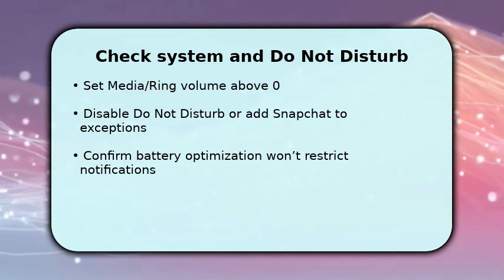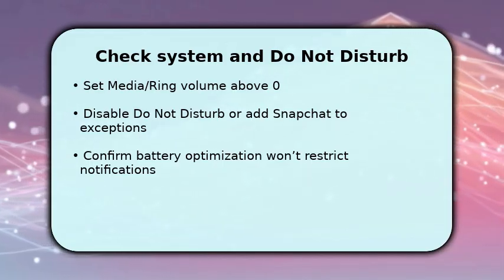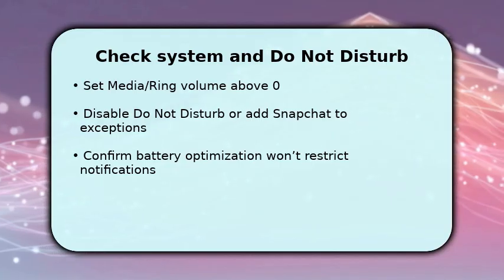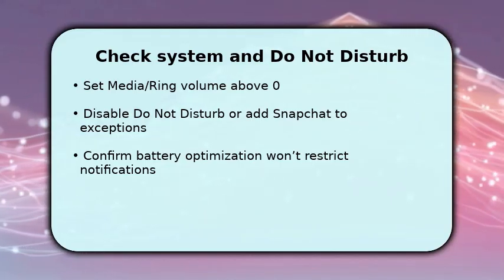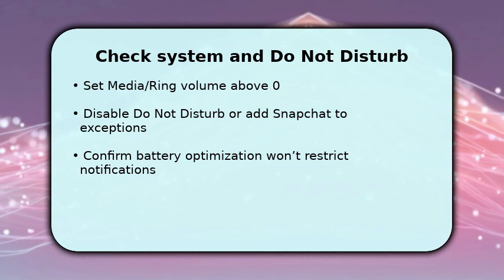Next, check battery optimization. Make sure Snapchat is not restricted, because aggressive power saving can stop background notification delivery. These middle steps ensure Android allows the app to run and produce a sound when a snap arrives.